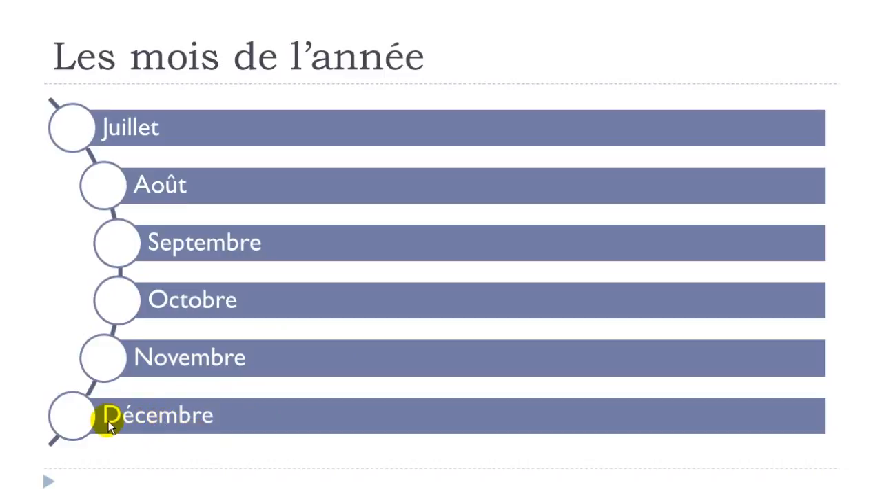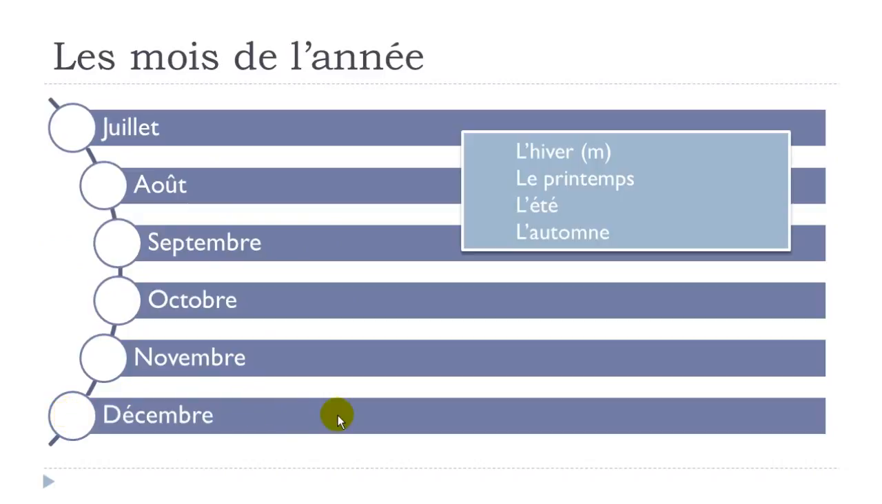Okay, so let's repeat them. Juillet. Août, first option. Août, second option. Septembre. Octobre. Novembre. Décembre.